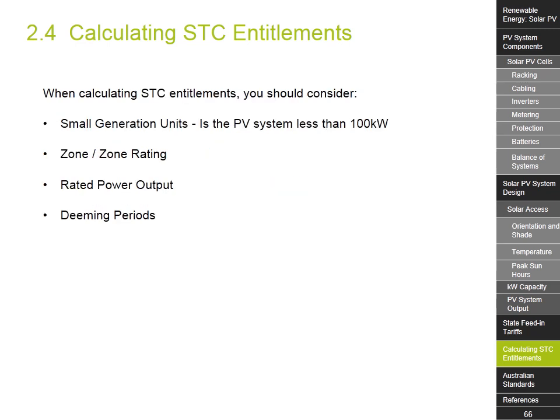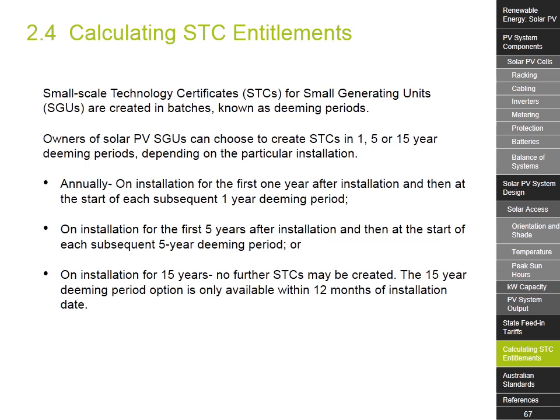The amount of small-scale technology certificates each solar PV system is eligible for varies and depends on two factors: 1. The size of the system, and 2. The location, as the number of peak sunlight hours varies across Australia. Small-scale technology certificates for small generating units are created in batches known as Deeming Periods. The Deeming Period is an estimate of the number of years a PV system will generate renewable energy.